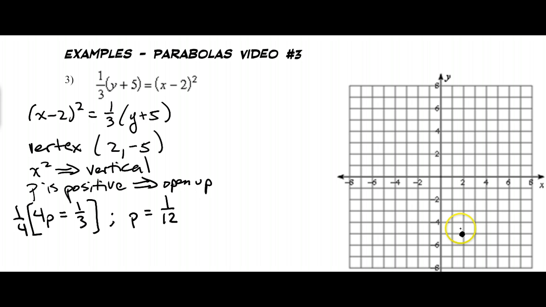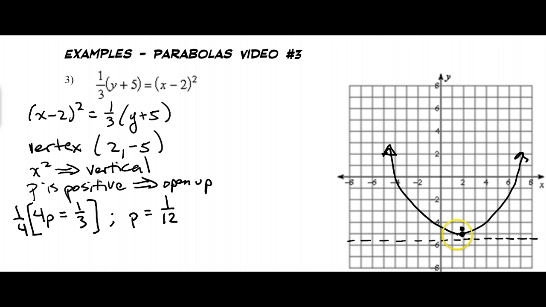So I'm just going to go up 1/12. So we're just going to estimate it here to get the focus, and we'll figure out what that coordinate is in a minute. And I'm going to go down 1/12 to get the directrix. Remember, the focus is a point, and the directrix is a line. Alright, so there's our focus, there's our directrix. The focus has to be inside the curve, so we're not going to worry too much about how much it opens, how wide it is, or how skinny it is. Just make sure that when you draw on your graph that the focus is inside.